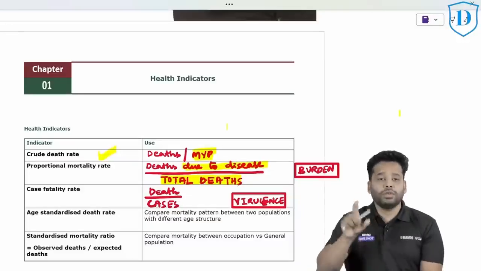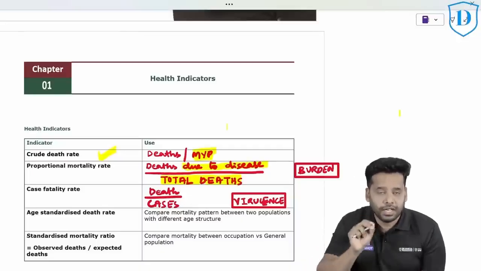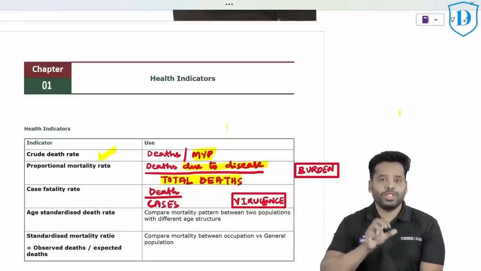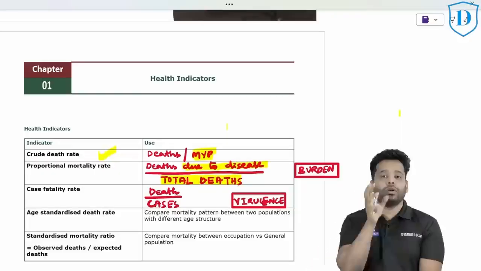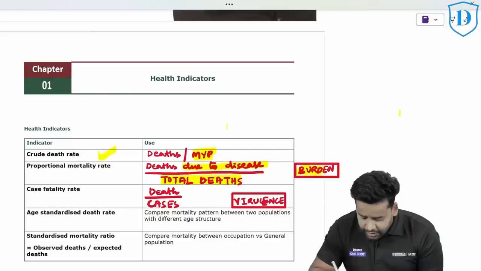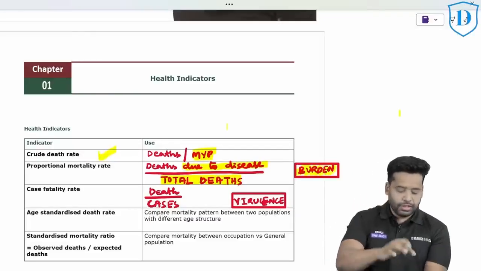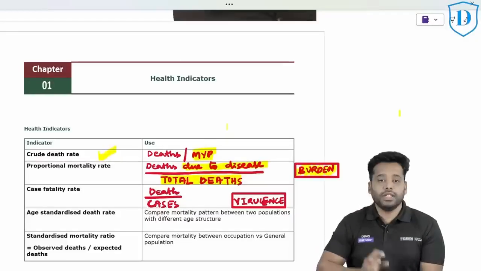What image is used to represent proportional mortality rates? Tell me. Good, pie chart. Yes, because it is a proportion. How much will a disease contribute? If these words come, contribution, burden, yes, mortality indicator for burden of a disease. What is your answer? Mortality indicator for burden of a disease.